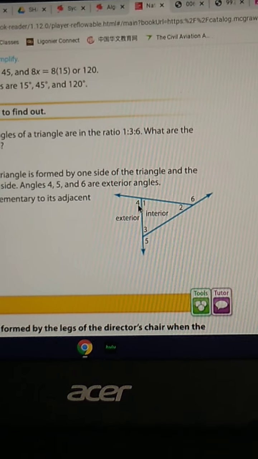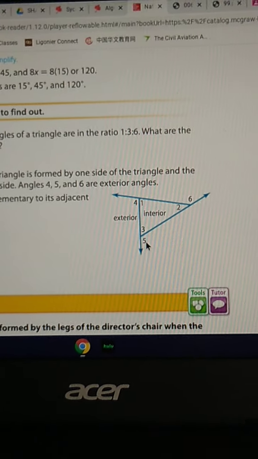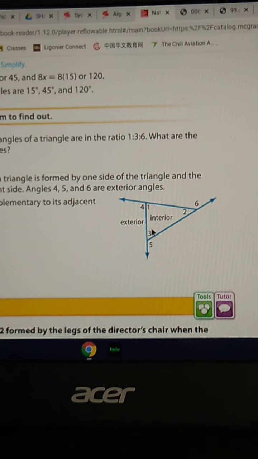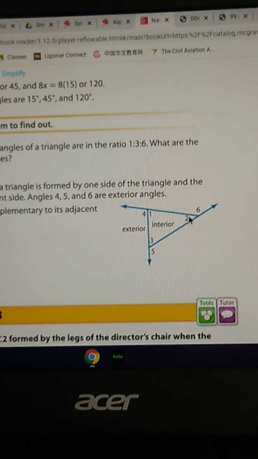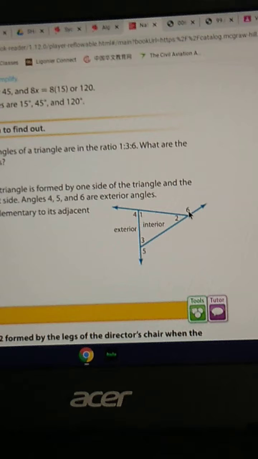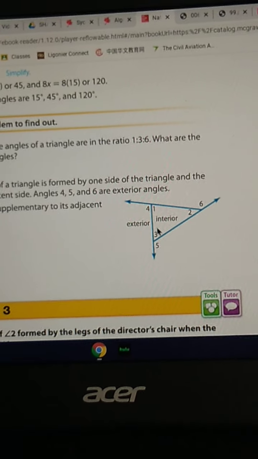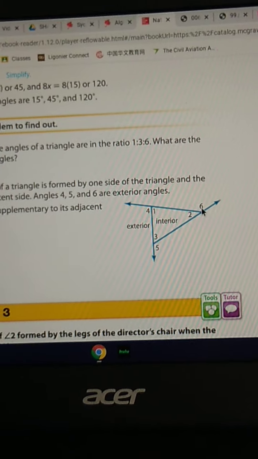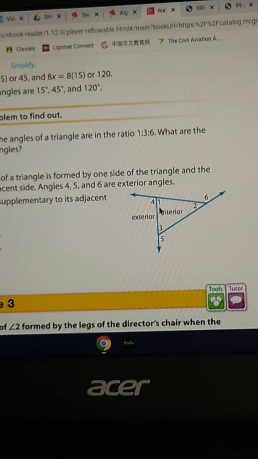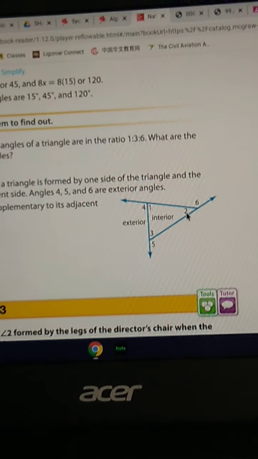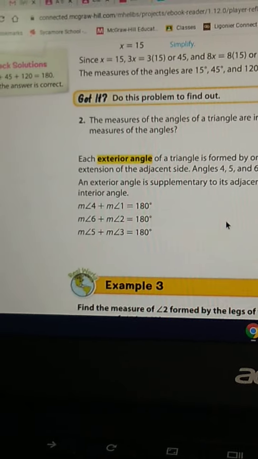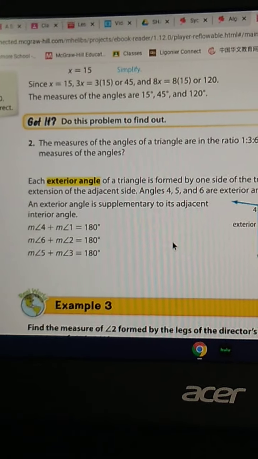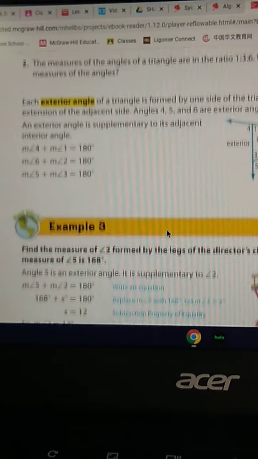So angle 4 and also angle 5 are all exterior angles. And 1, 2, and 3 are interior angles. They're on the inside. But what we also know is 2 and 6 will add up to 180 as well. Or we can also say that 1 and 3 will add up to 6 as well. Because these three angles add up to 180, and then angle 2 and angle 6 also add up to 180. These are some of the things that you will also need to know in order to solve some of these problems.